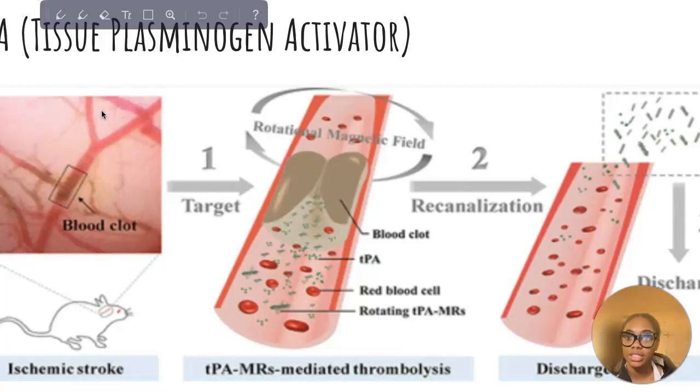TPA, or tissue plasminogen activator, stands as a pivotal clot-busting agent in the treatment of ischemic strokes. This enzyme is naturally present in the body and plays a crucial role in fibrinolysis.